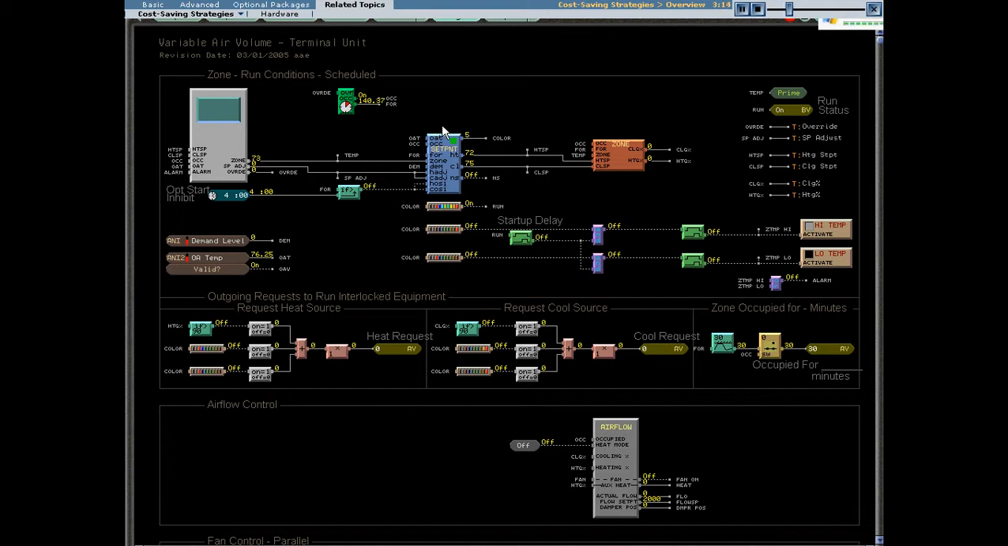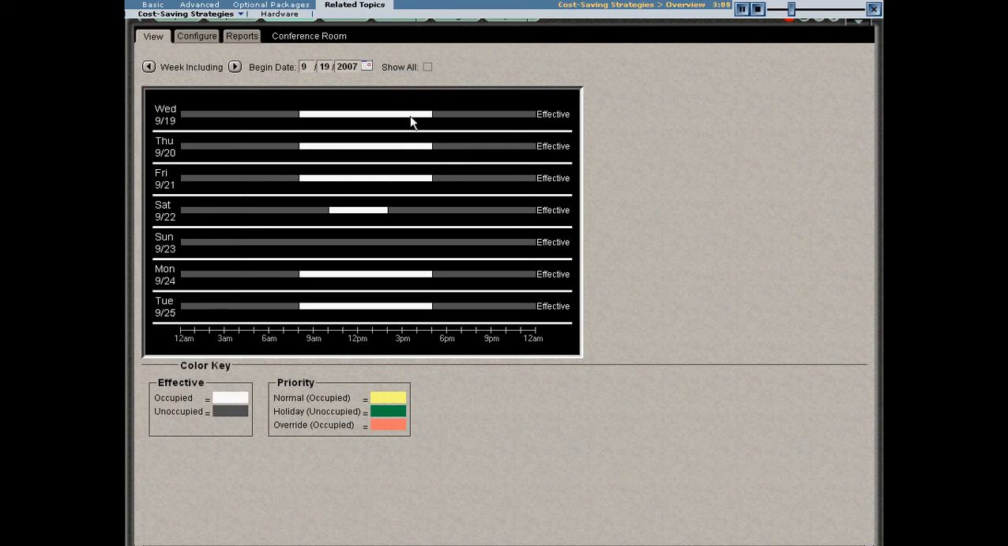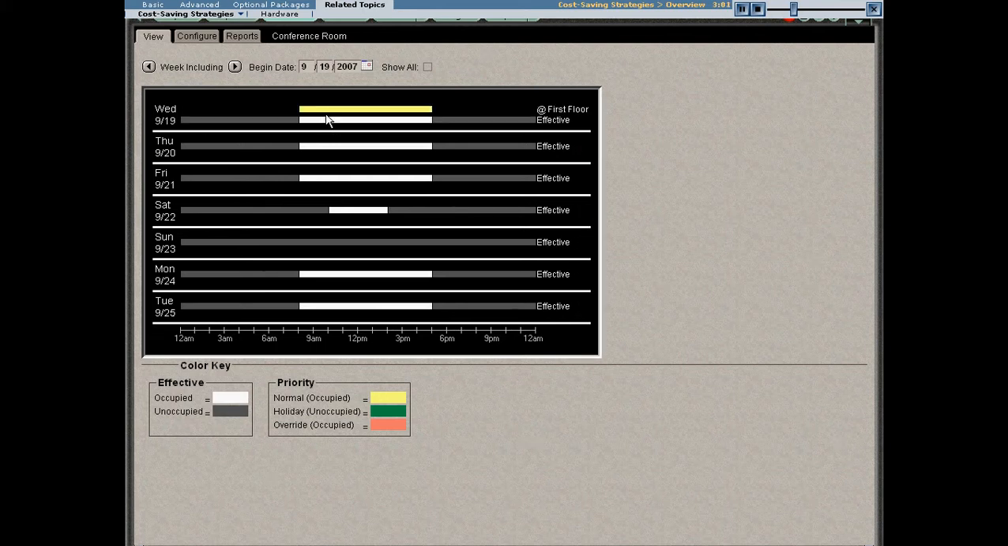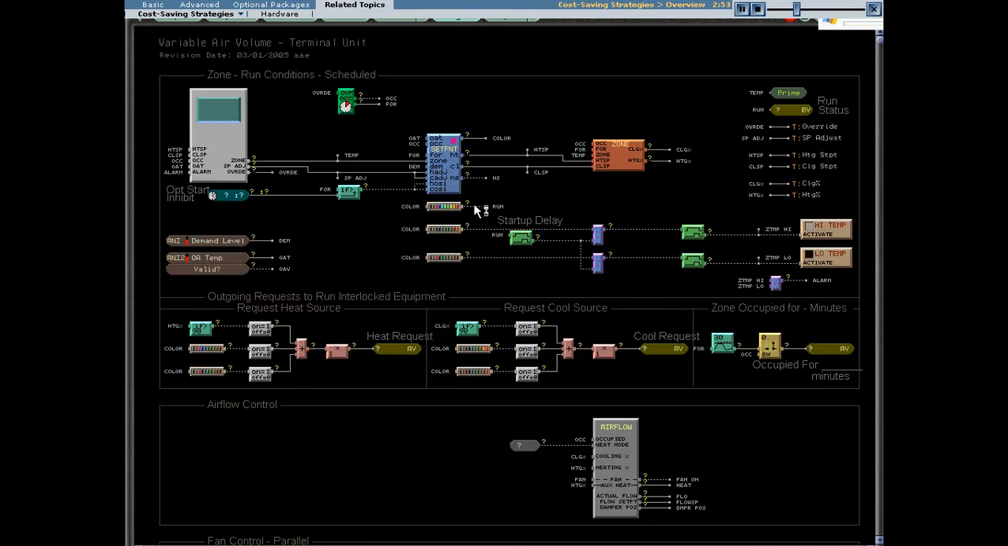So we'll talk about schedules to start off with. Schedules is probably one of the most commonly used features, and of course, it allows you to schedule a zone occupied or unoccupied. So for instance, I can see that on Wednesday, from 8 o'clock till 5 o'clock, this zone is scheduled to be occupied. Of course, at the other times, it's scheduled to be unoccupied. We often call that night setback as well.